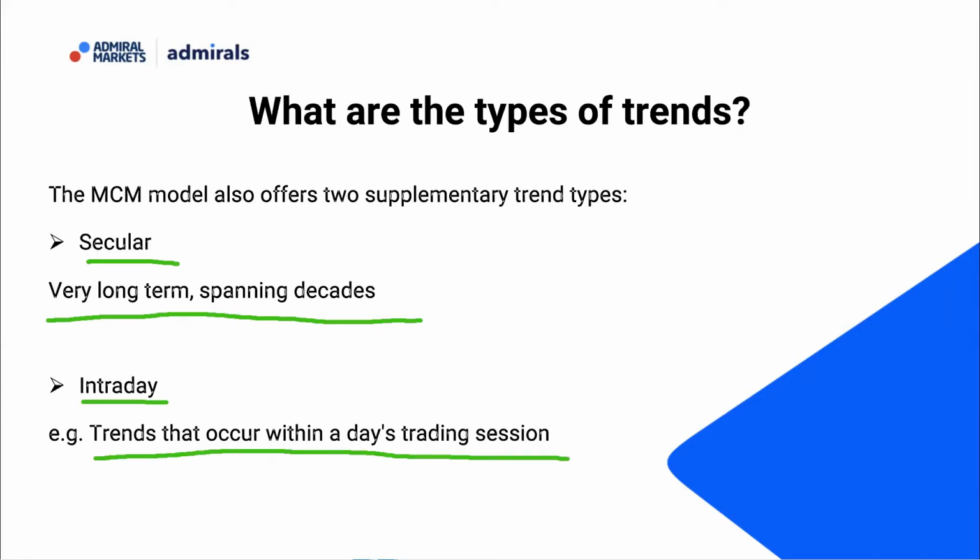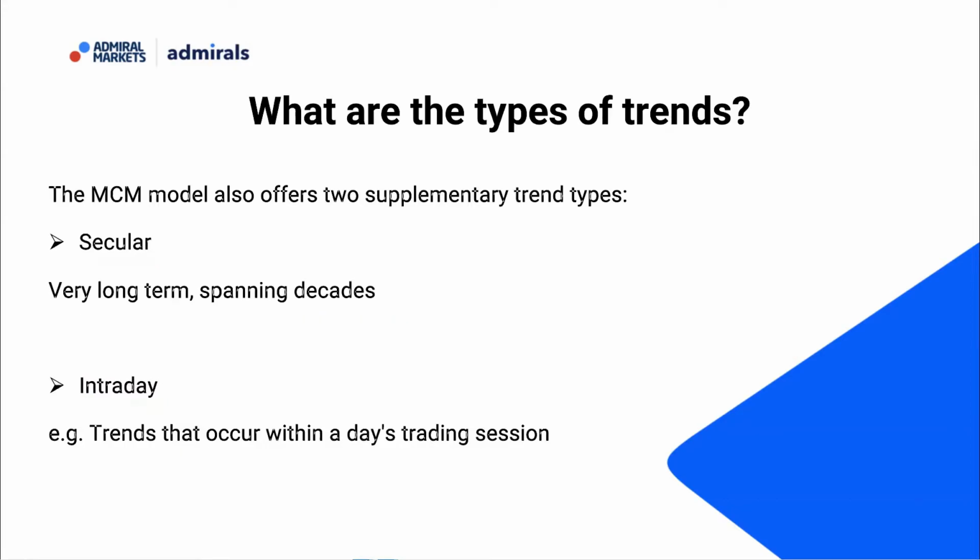Intraday trends, we generally class those as trends that happen within a day's trading session. Could be minutes, could be hours, could be seconds, who knows? As long as it happens within the definition, the daily session, intraday, within the day. All right, so that's the ones that make up the market cycle model. We've got the primary, secondary, the short term. We've got the supplementary ones, the secular, very long term, and intraday, shorter, micro view.